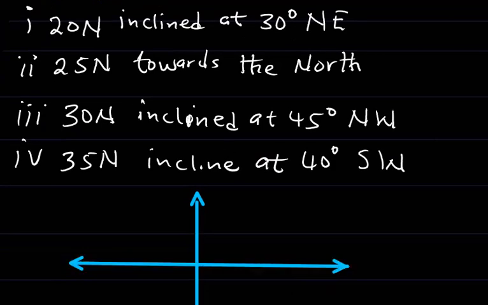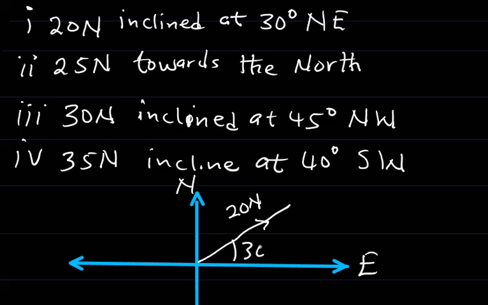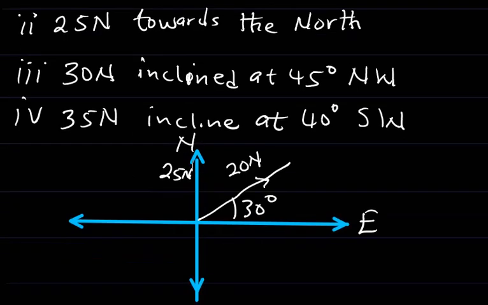20 Newton inclined at an angle of 30 degrees northeast. This is north, of course, this is east. So this is going to be 20 Newton. The angle is 30 degrees. 25 Newton towards the north. 30 Newton inclined at 45 degrees northwest. Of course, this is west.